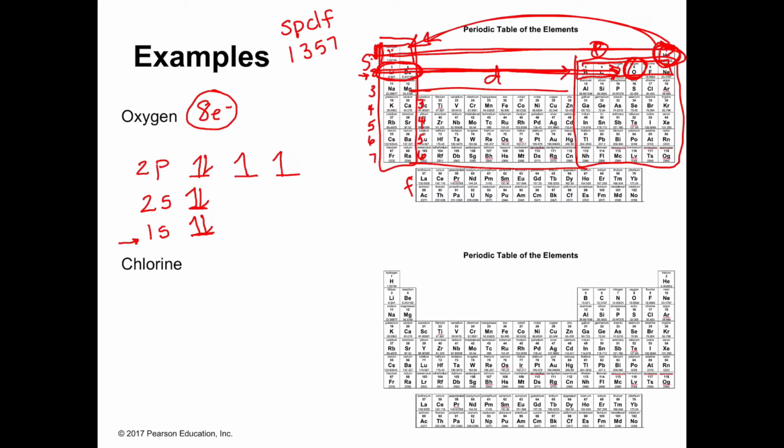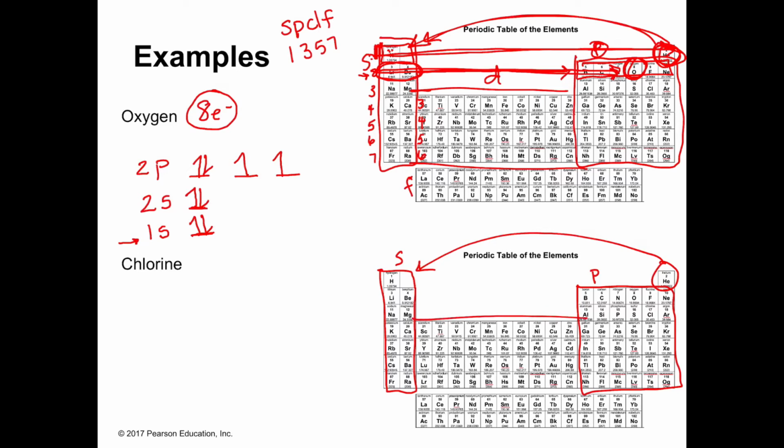Let's try chlorine. So again, this is the s block, and then we have p. Remember that helium's a member of the s block. And then we have d in the middle here and f down here. So 1, 2, 3, 4, 5, 6, 7, 3, 4, 5, 6 here. Okay, so we're going to try and find chlorine.